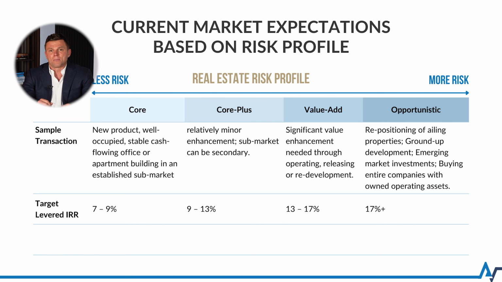Core plus might be a slightly older product, maybe built 10, 15 years ago, maybe not as good of a location, but still a great location. Those returns should be 9 to 13%. And then you have value add deals, which is the space that most people play in today because that's where most of the opportunity is. And we believe it's the best risk adjusted returns. That right there is going to be anywhere from 13 to 17% on an IRR level.